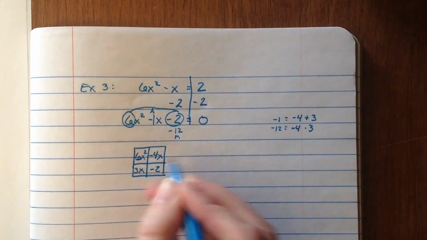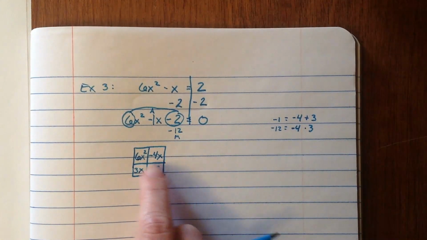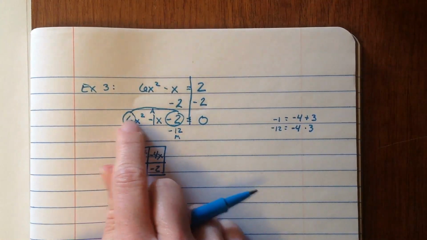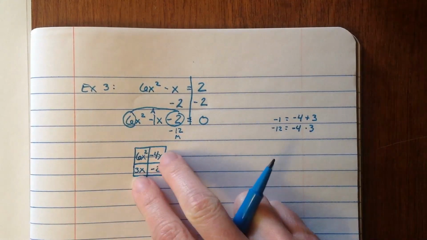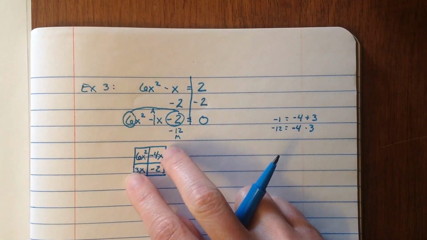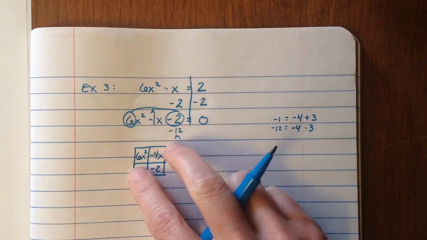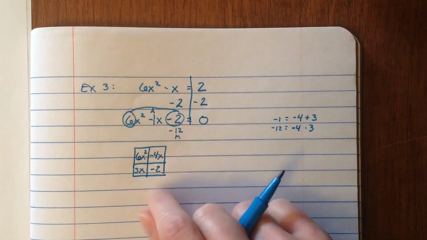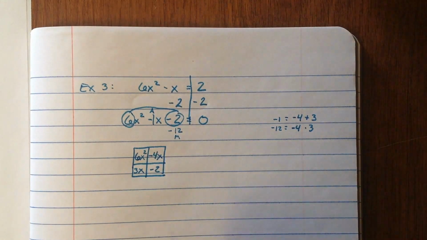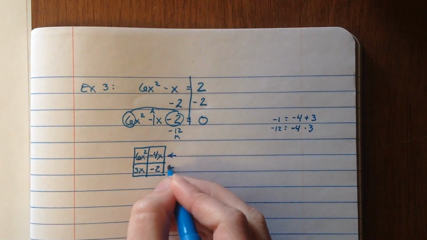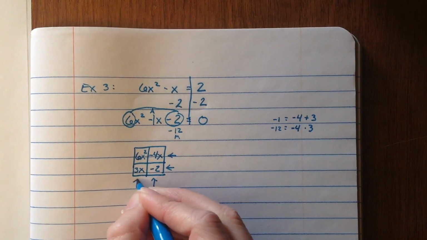And then 3x. So remember to check yourself, just look at your box and ask yourself, does this box actually equal my original equation? It's 6x squared, yes. These two things, we can add -4x and 3 to get -1x, yes. That gives us the middle term, and then we've got the -2, so this box is equal to this equation. So we're ready to push out our greatest common factors.